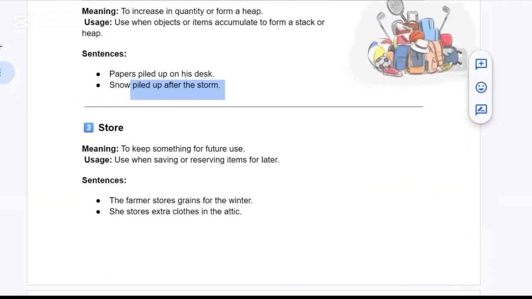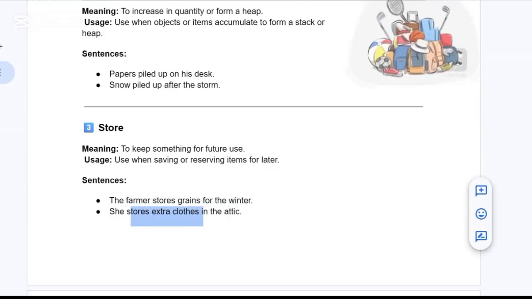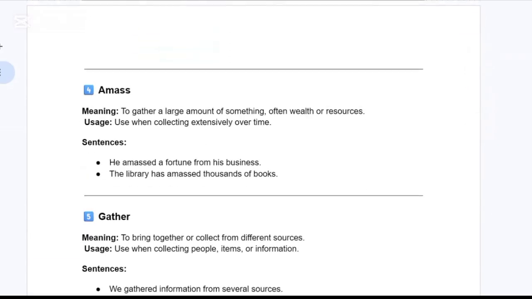Store. Store is to keep something for future use. For example, you can use it when saving or preserving items for later. The farmer stores grains for the winter. She stores extra clothes in the attic.